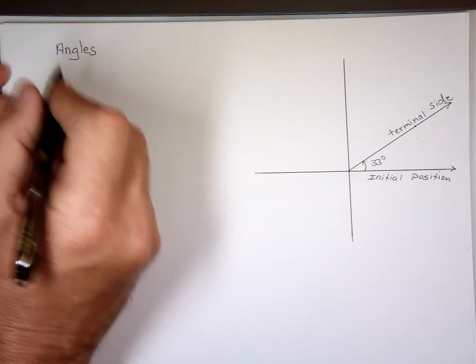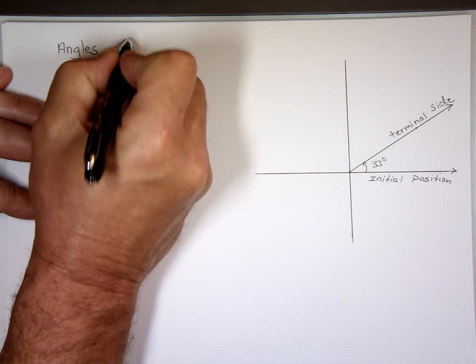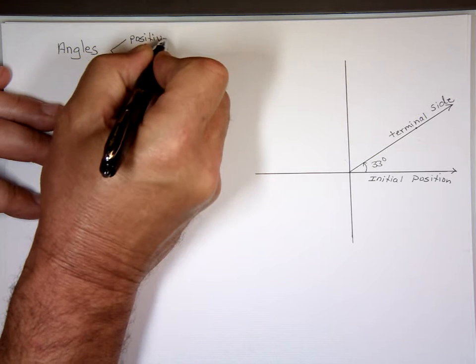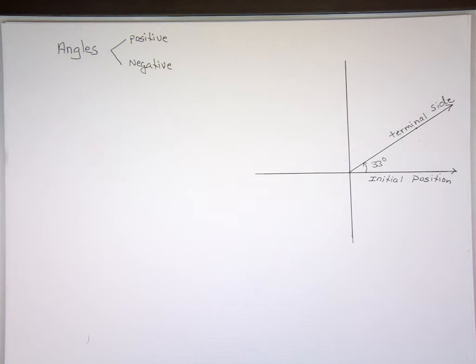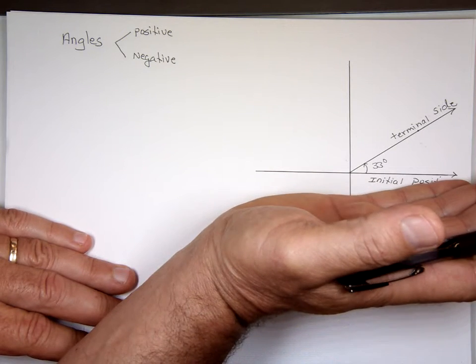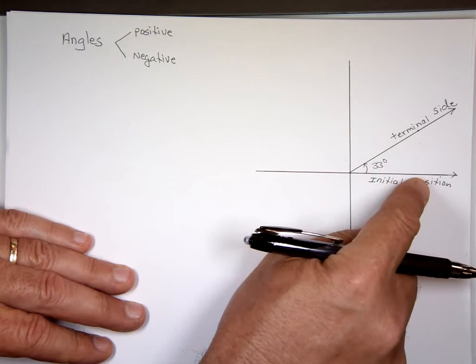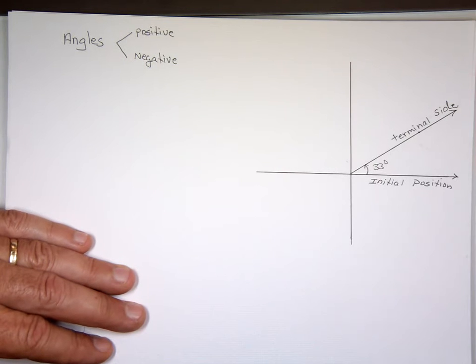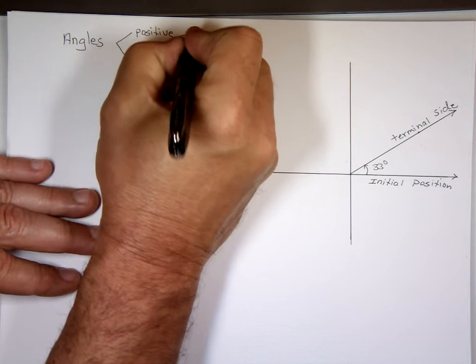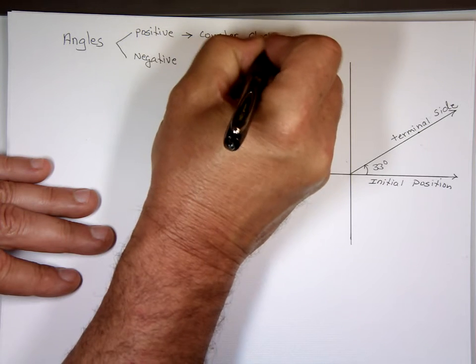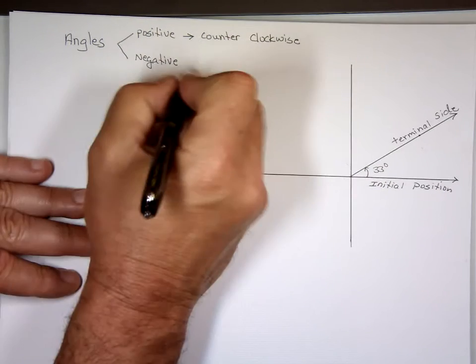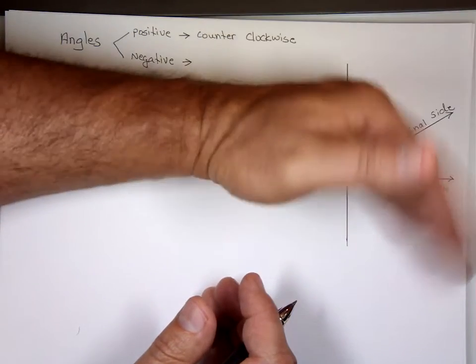Now let's talk about the angle. An angle is going to be either positive or negative. When you measure an angle, you're going to tell me a positive value or a negative value. Well, when is it positive and when is it negative? If the terminal side is the result of rotating counterclockwise, to go from initial side to terminal side, you have to go counterclockwise. If it's counterclockwise, it is positive. And it is negative when the rotation, when you take that terminal side and move it down, is clockwise.